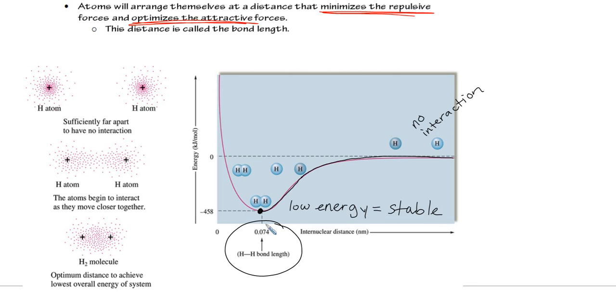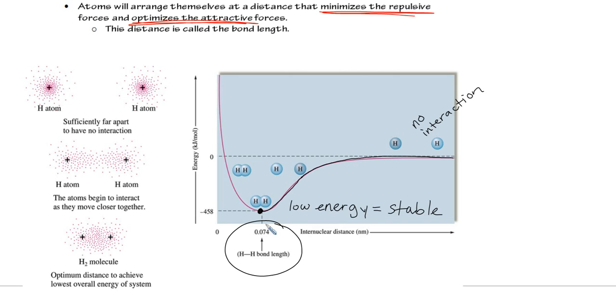Cool. 0.074 nanometers. So there's one thing they could ask you about a graph like this. Obviously, they wouldn't have it written in there, like hydrogen bond length. But they might say, like, hey, for this random molecule, whatever it is, what's the bond length? And I should know that that's the lowest energy level. That represents the distance with the least repulsive forces and the most attractive forces.